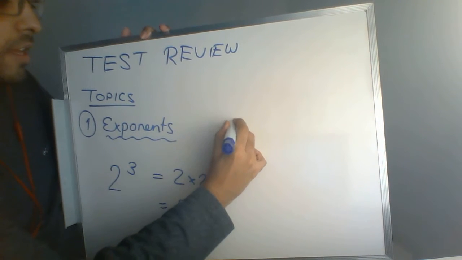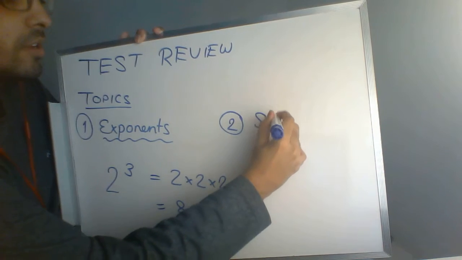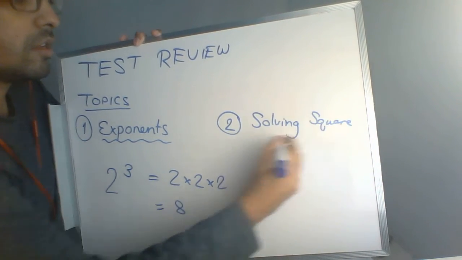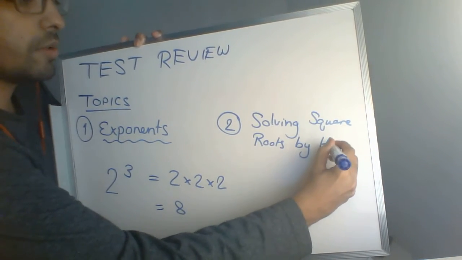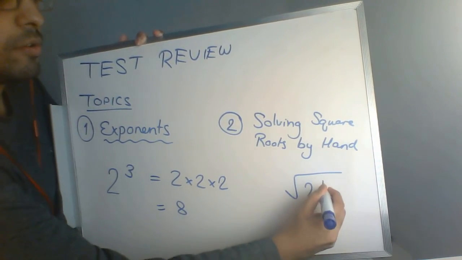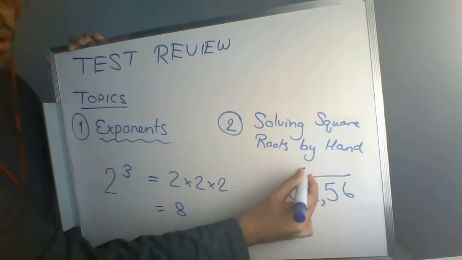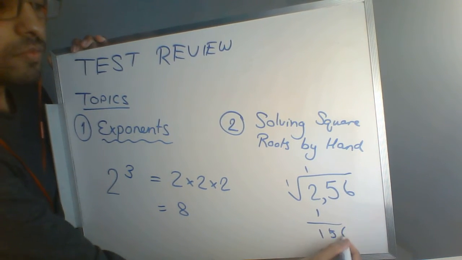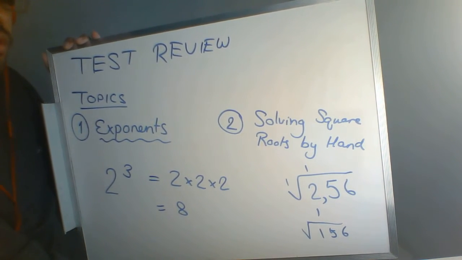The second thing is solving square roots by hand, so solving square roots manually. So that was the type of thing where we had our square root written out and we sectioned off the numbers, and then we went ahead and did the calculation to get our final answer for the square root of a number.